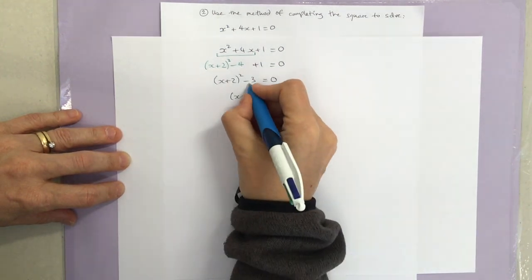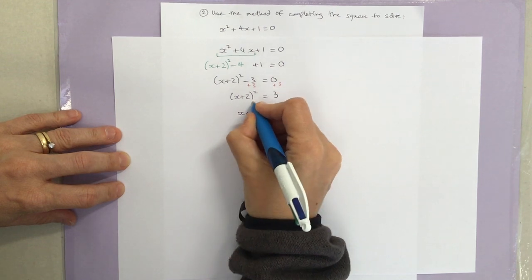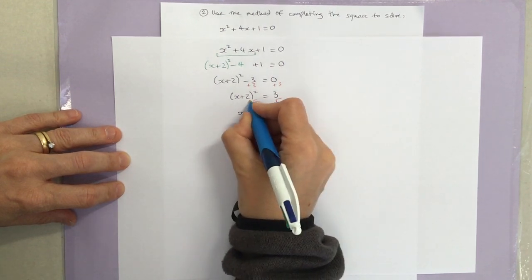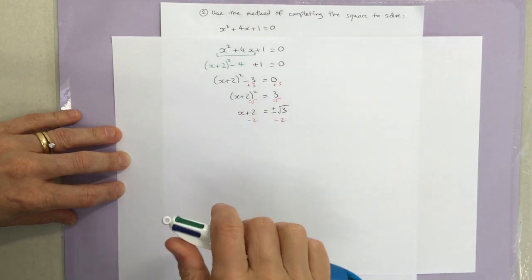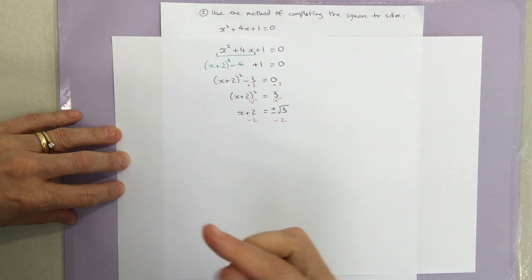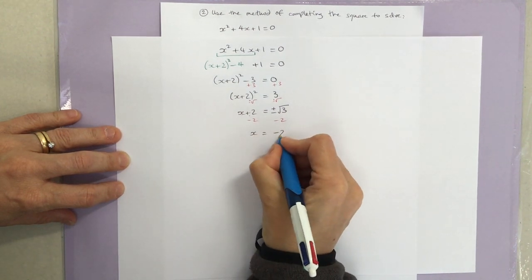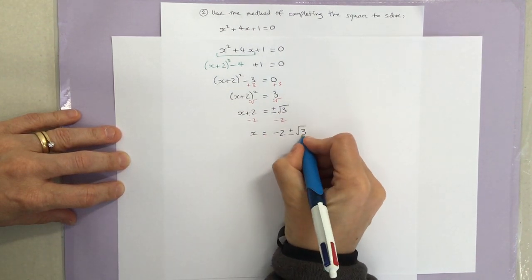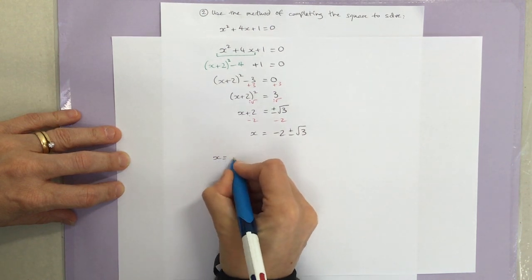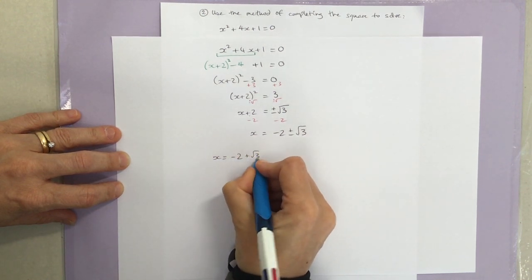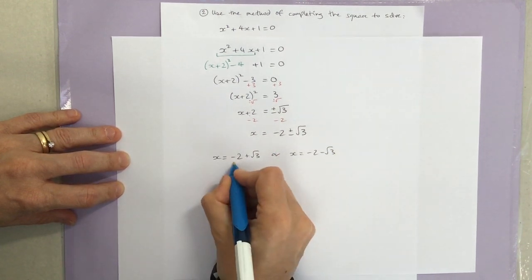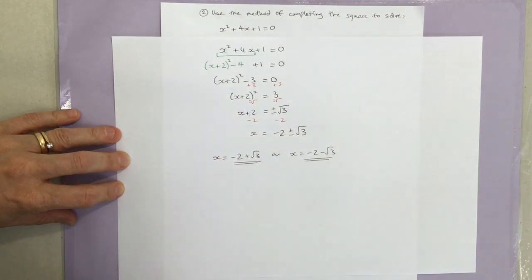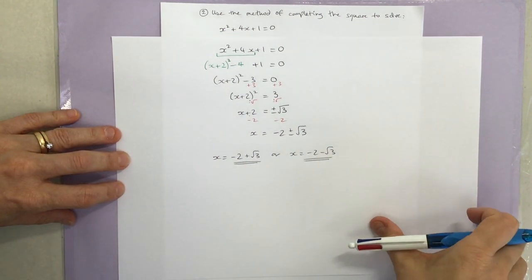So there I added 3. Here I did square root, plus or minus square root. And then here I'm going to take the 2 off both sides. So that's going to leave me with x equals minus 2 plus or minus the square root of 3. So I'm just going to write them out separately as my two solutions. x equals minus 2 plus root 3, or x equals minus 2 minus root 3. So there's our answer to that question. Okay, next one, question 3.